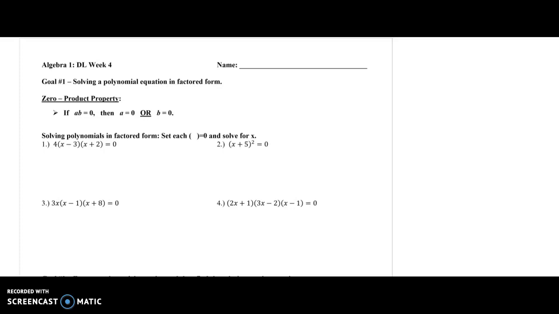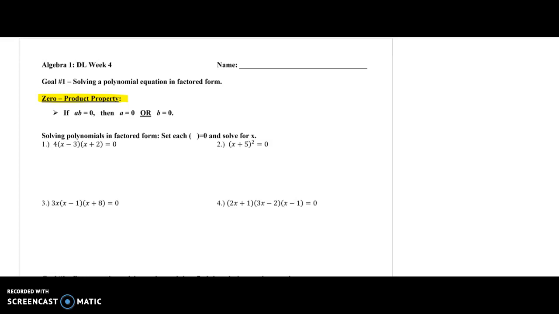Hey guys, so we are going to be getting started with week 4 for our distance learning. This week we are going to be solving polynomial equations, whether they're in factored form or whether we have to factor them first. It's really important to know this property. It is called the zero product property, and that's how we are able to solve polynomials, especially quadratic polynomials that we're talking about today.